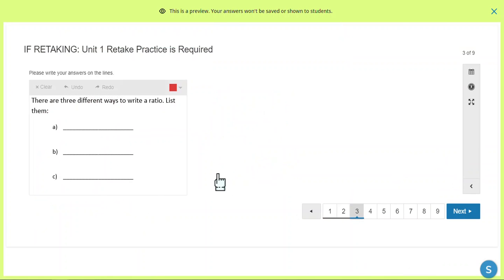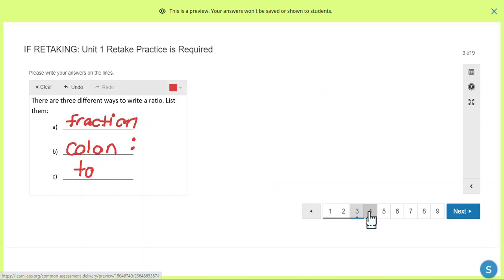For number 3, the 3 different ways to write a ratio, it is a fraction, a colon, which is those double dots, and the word to. A lot of you like to choose percent. It's not a percentage. It's just a fraction, colon, and the word to.